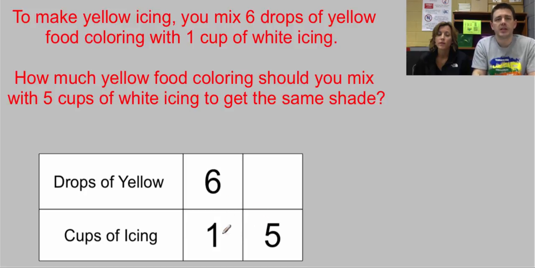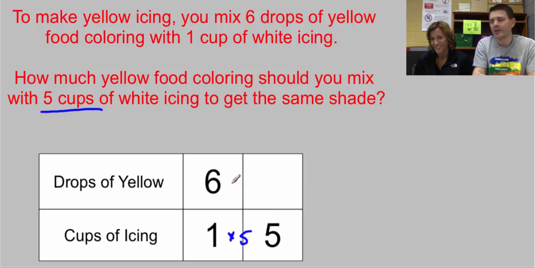All right, so this one says to make yellow icing, you mix 6 drops of yellow food coloring with 1 cup of white icing. We want to know if we want to make 5 cups, how much yellow food coloring do we need to go with the icing? So it's just like our equivalent ratios. You're trying to look for that pattern between two of the numbers. So think about what would I do to a 1 to get to a 5? Well, hopefully multiplying times 5 comes to mind.